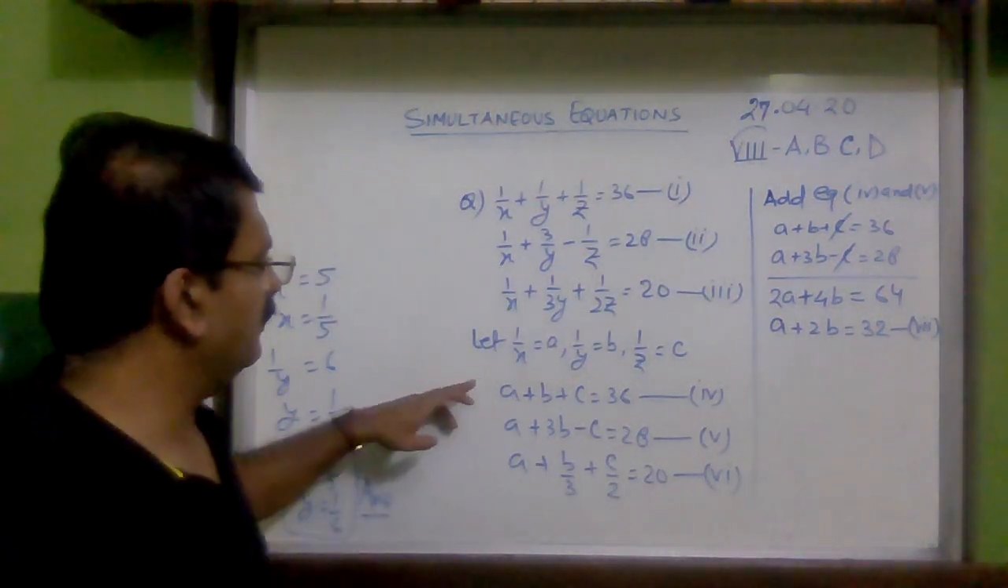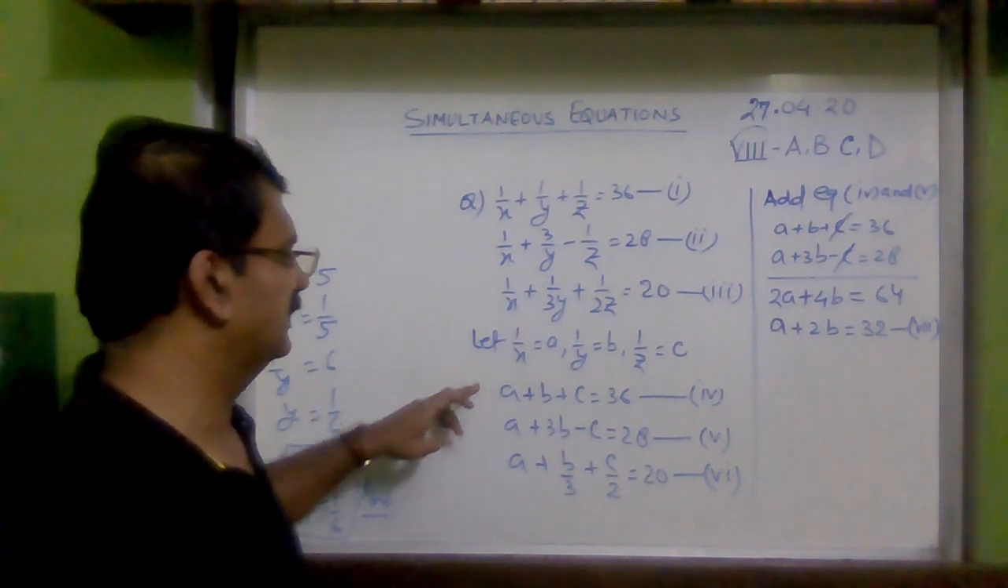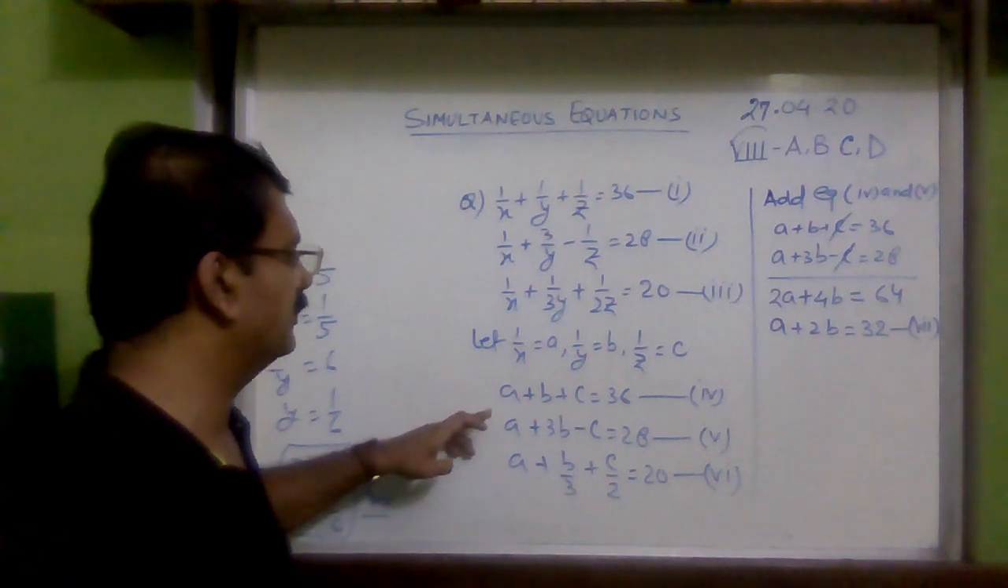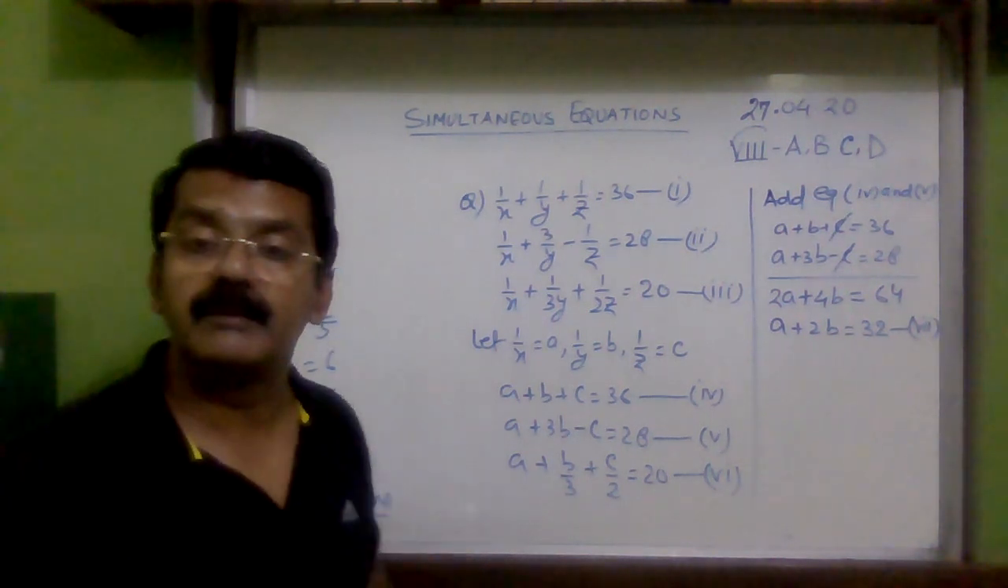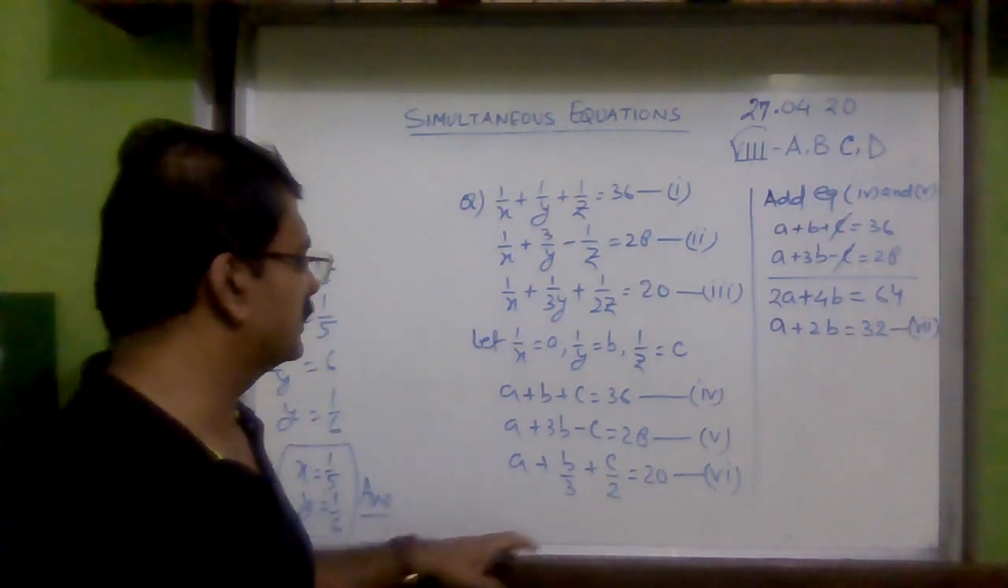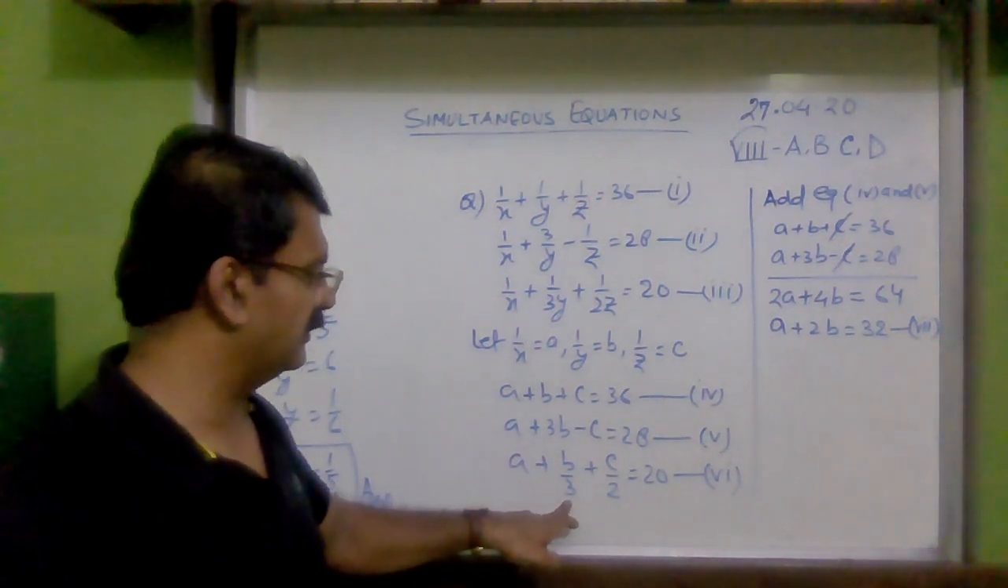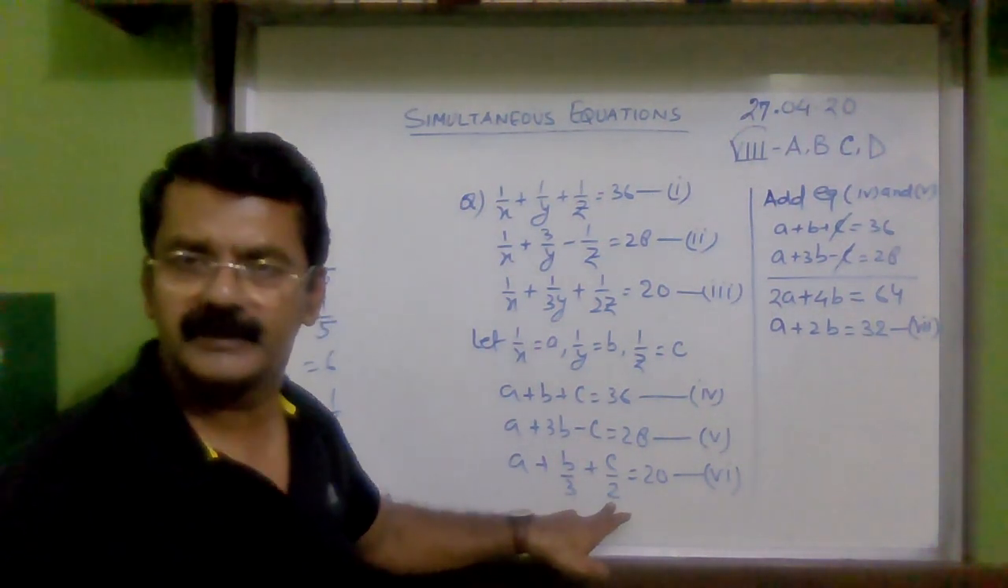Now from the fifth and the sixth, we have to eliminate c again. Now you see there is 3 in the denominator of this term and 2 in the denominator of this term.